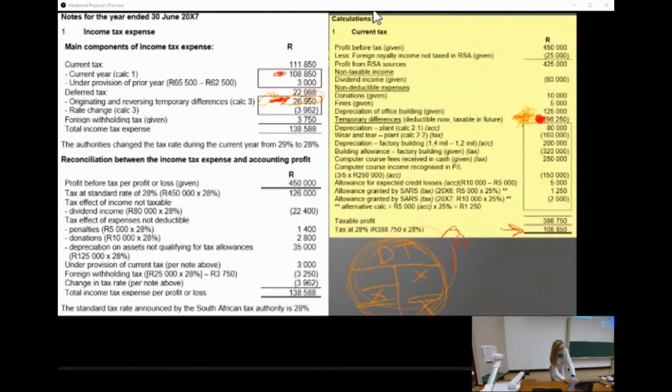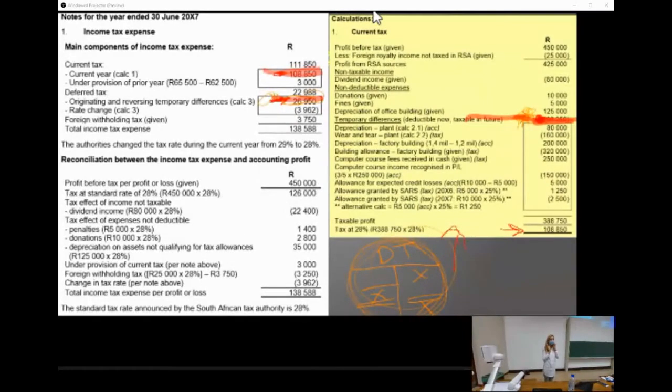For current tax, we decreased the tax expense with the 96,250. So that means this 108,850 is now a lower amount than what it would have been if there weren't any temporary differences. However, then we go with deferred tax and we increase it again. So we cancel that benefit out, because we're getting a benefit now, but remember in future you're going to pay that tax. Okay, so we're cancelling out these temporary differences.